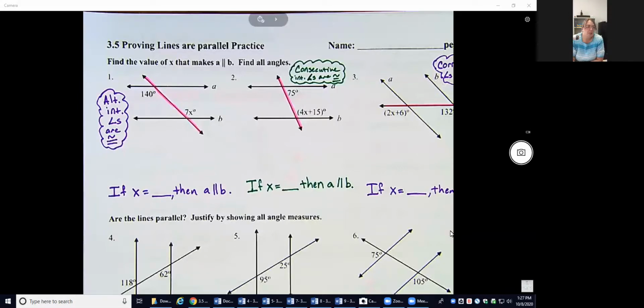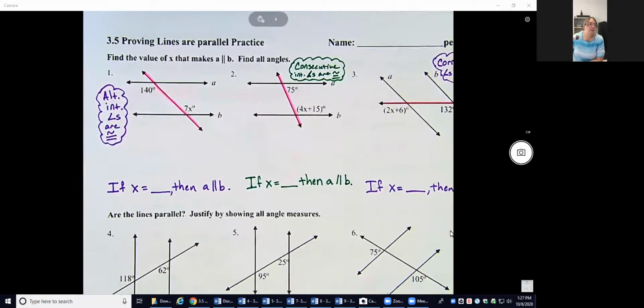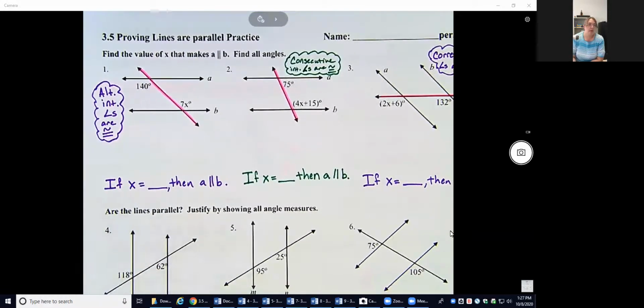Hi, everybody. I just wanted to leave a quick video about these problems that we are doing for practice on 3.5. The first three problems are asking us to find the value of x that makes a and b parallel, so find all the angles. So if these lines are parallel, then the angle relationships that exist are going to be true, right?